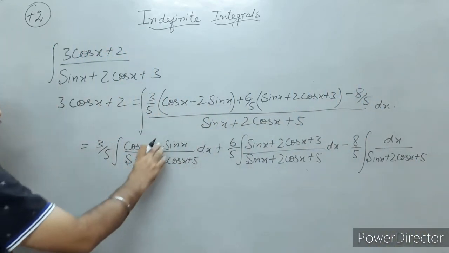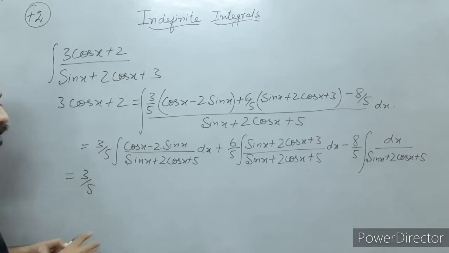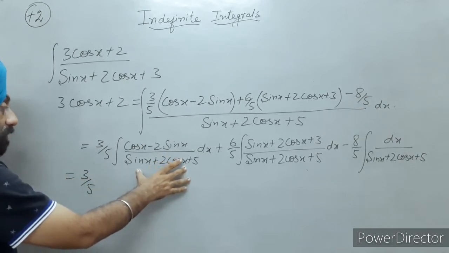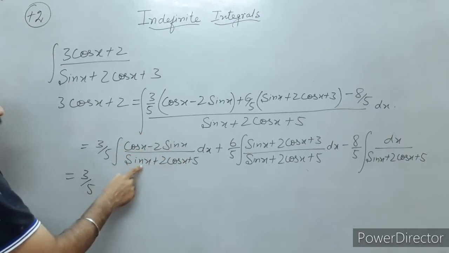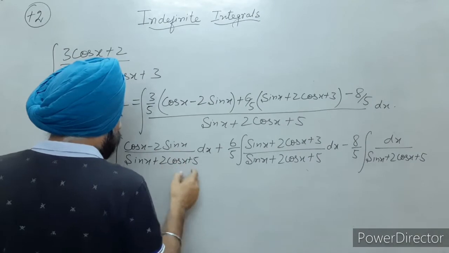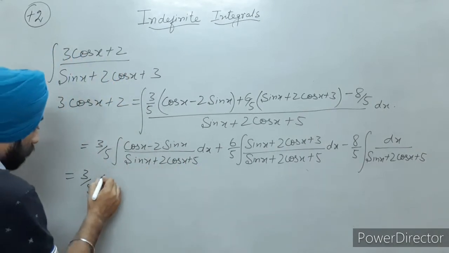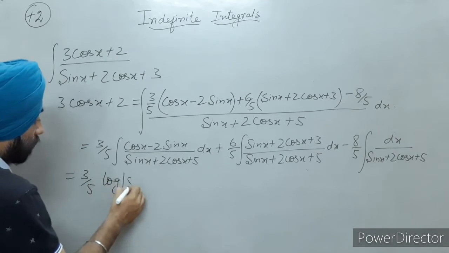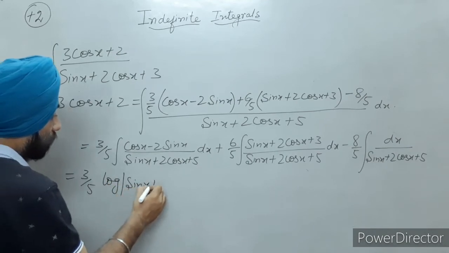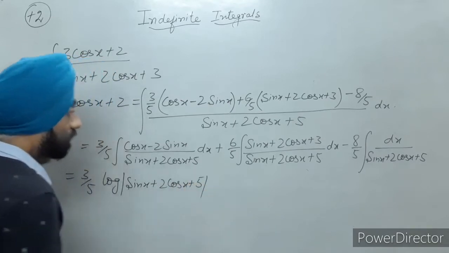Now it's a very simple thing. I get 3 by 5. What is this? The derivative of the denominator is in the numerator: sin x has derivative cos x, 2 cos x has derivative minus 2 sin x, and 5 is a constant, so its derivative is 0. So it will become log of sin x plus 2 cos x plus 5.